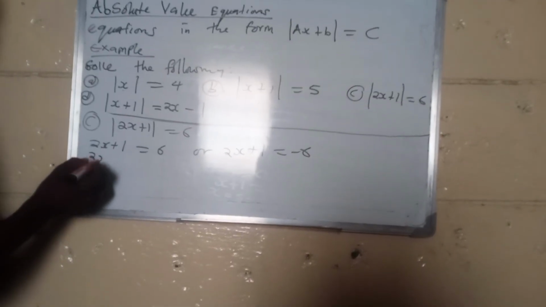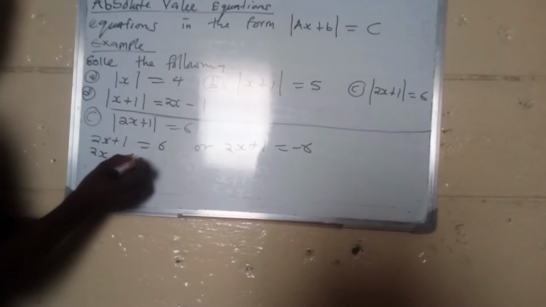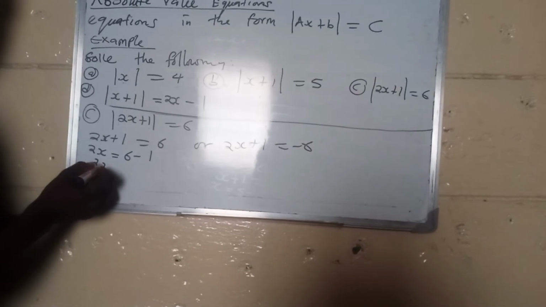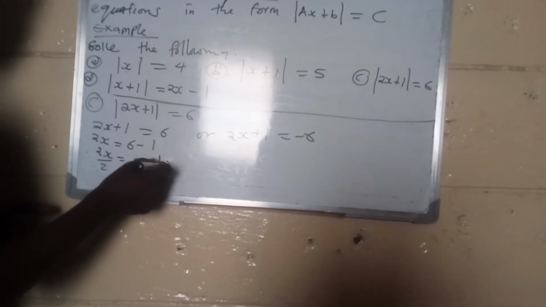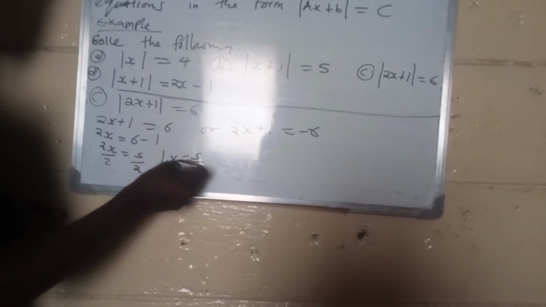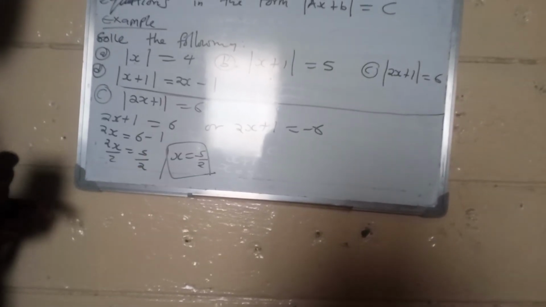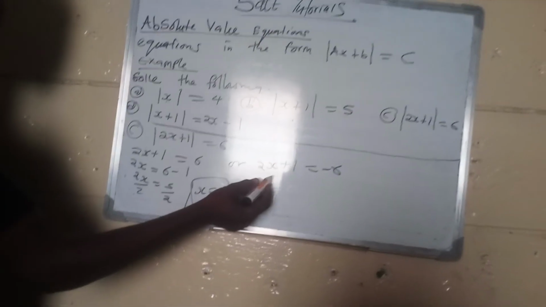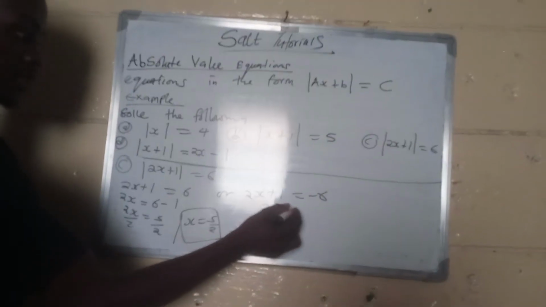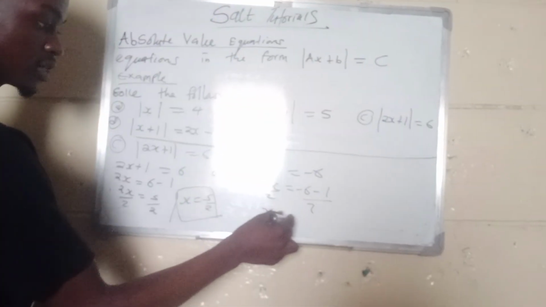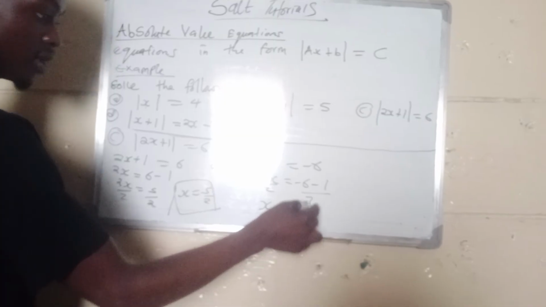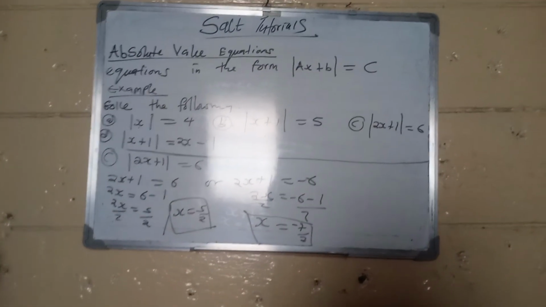So that we can have 2x equal to 6 minus 1. 2x can be equal to 5, over 2 over 2, so that the value of x can be equal to 5 over 2 as my first value of x. And then 2x can be equal to -6 minus 1, over 2, and the value of x can be negative 7/2. So these are the two values of x in this equation.